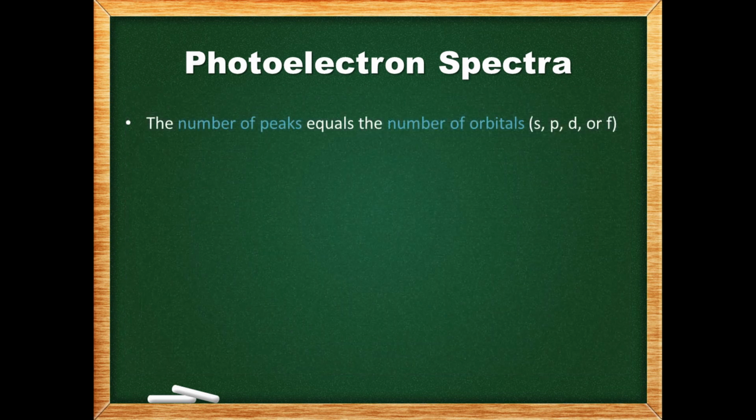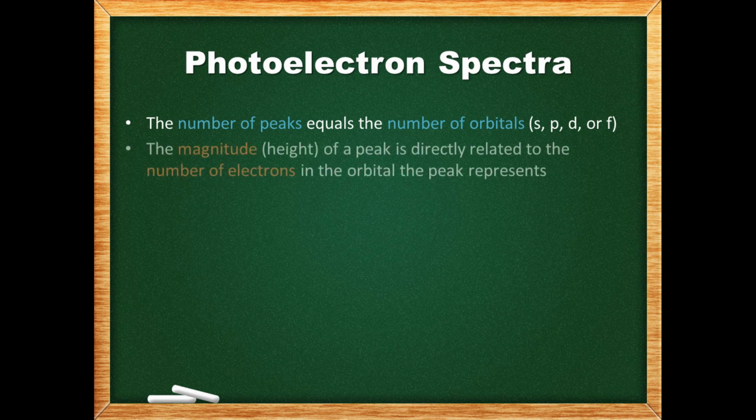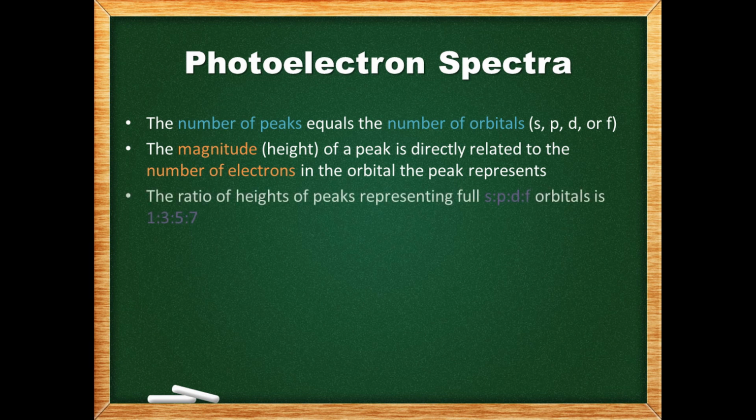We can use the number of peaks in a PES spectrum to determine the number of orbitals existing in an element. Each peak represents an orbital, so the number of peaks equals the number of orbitals. The magnitude or height of a peak is directly related to the number of electrons in the orbital the peak represents. The smallest peaks represent s orbitals, and full p orbitals are 3 times the height of a full s orbital. For instance, a full s orbital contains 2 electrons while a full p orbital contains 6 electrons.